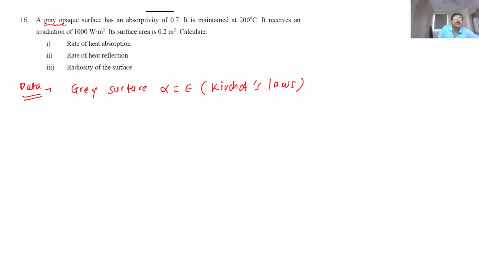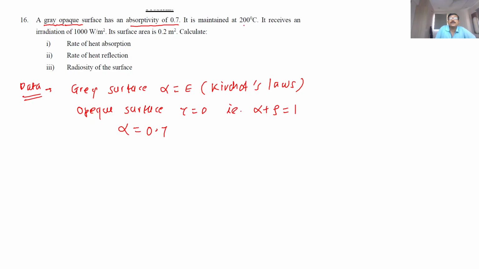Now next, opaque surface. The opaque surface also contains some mathematical data. What is that? Tau is equal to 0. But as you know, for any surface alpha plus rho plus tau is equal to 1. So that means alpha plus rho is equal to 1 for an opaque surface, as tau is equal to 0. Now it has an absorptivity of 0.7. What is absorptivity? It is denoted by alpha. It is given as 0.7.